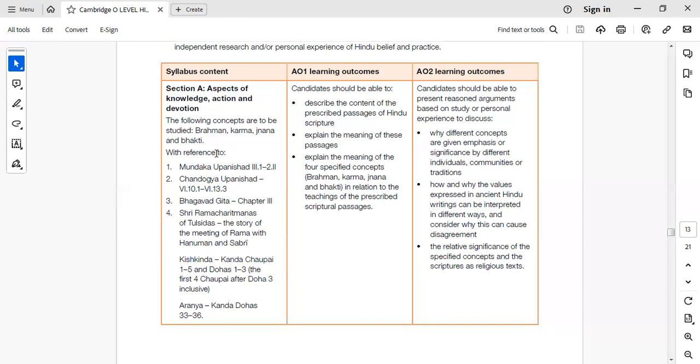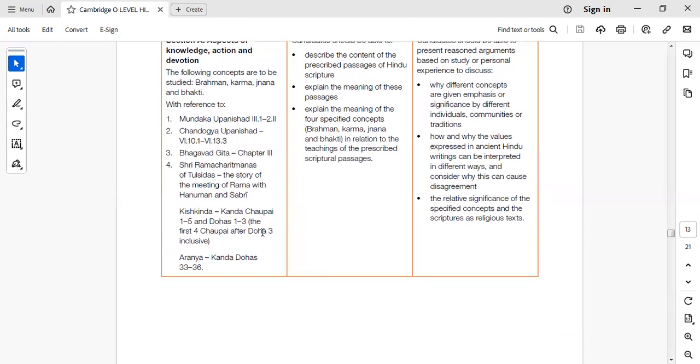We are going to learn that through the Mundaka Upanishad, but we are not going to study the whole of Mundaka Upanishad, only one part. The Chandogya Upanishad, the Bhagavad Gita chapter 3 only, and the Ramcharitmanas. And that too, only 2 things we are going to learn here from the Ramcharitmanas: the meeting of Ram with Hanuman and Shabri. Only these 2 episodes, right?